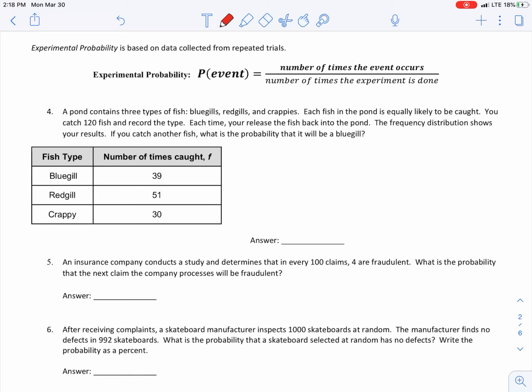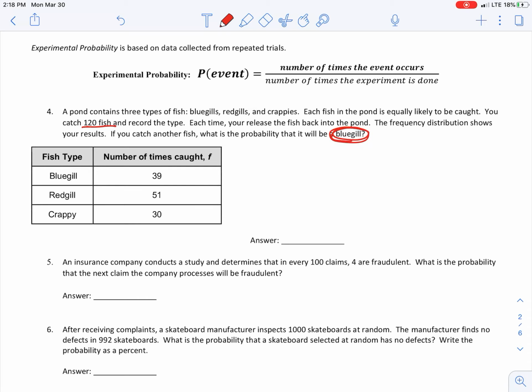Okay, so we're going to look at an example with number 4 here. It says a pond contains 3 types of fish: bluegills, redgills, and crappies. Each fish in the pond is equally likely to be caught. So you catch 120 fish total. That's an important number here. 120 fish, and record the type each time you catch the fish. Each time you release the fish back into the pond. The frequency distribution shows your results. So if you catch another fish, what is the probability that it will be a bluegill?